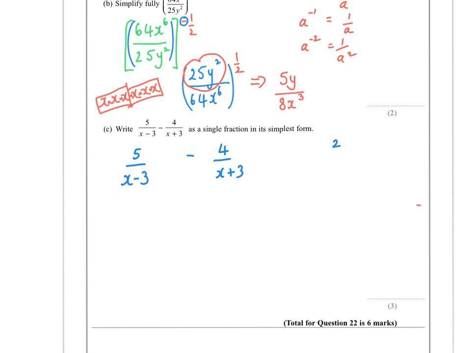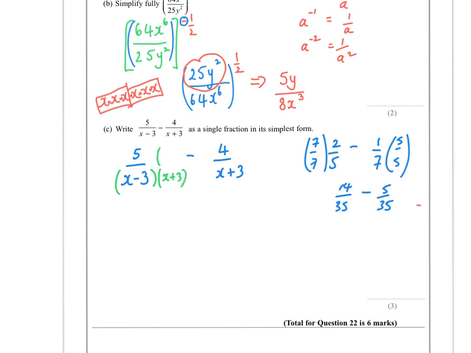Let's imagine we had 2/5 take away 1/7, where you try and get these denominators the same by timesing top and bottom here by 7 and top and bottom here by 5, and then you'd have 14/35 take away 5/35. Think of the same principle here. So really, you can times left or right, it doesn't really matter, but I think you're probably better off timesing by the right hand side here.